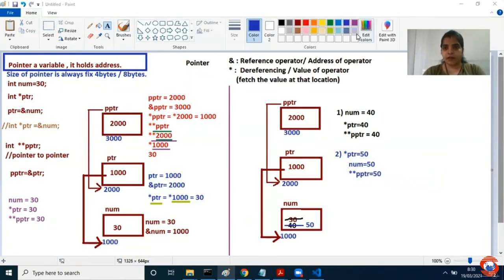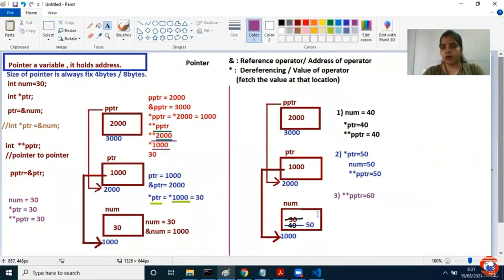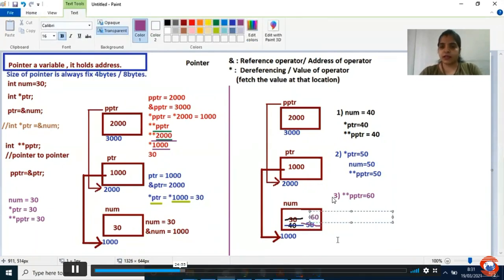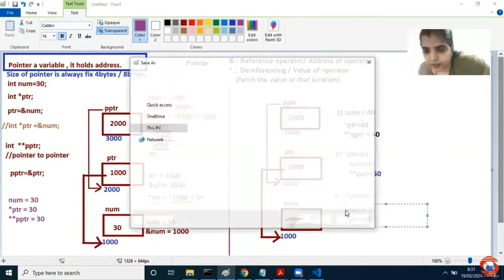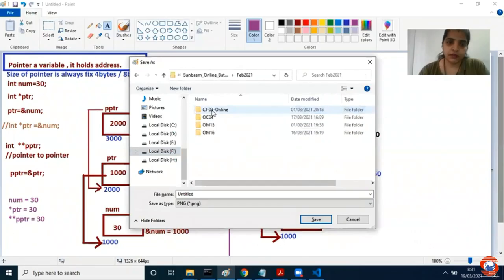All right. Now, let me go ahead. I'll say the third scenario. Now I'm saying **pptr is equal to 60. It means what? Value at ptr, value at num, make it 60. Means indirectly I'm making this value 60. If I'm making this value 60, then when I try to access num, I'm going to get 60. When I access *ptr, I'm going to get 60. Understood? Everyone, I'll save this diagram.